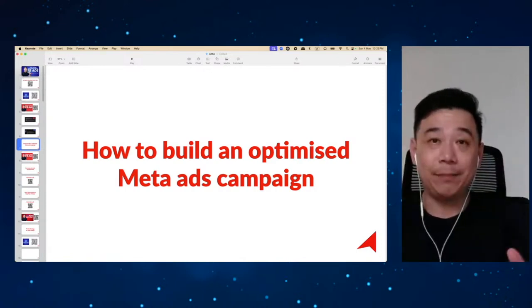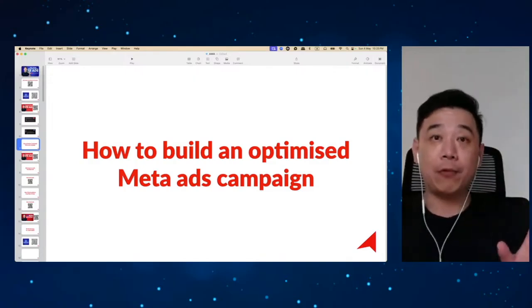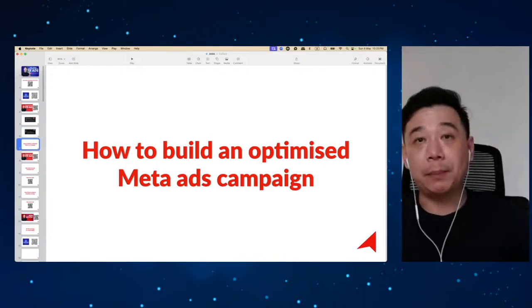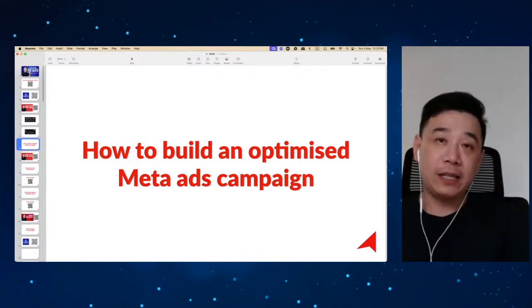Once this is set up, you have an evergreen campaign running constantly. The top of funnel will bring people in, they will be retargeted, and then you let people go. That's how we build and optimize a Meta Ads campaign.